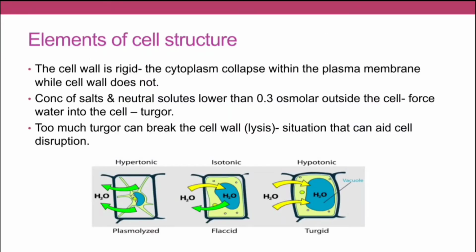Now the elements of the cell structure. The cell wall is rigid, and the cytoplasm collapses within the plasma membrane, while the cell wall does not. The concentration of salts and neutral solutes lower than 0.3 osmolar outside the cell forces water into the cell. That is called turgor pressure. Too much turgor can break the cell wall. It causes lysis, and this situation can aid cell disruption.